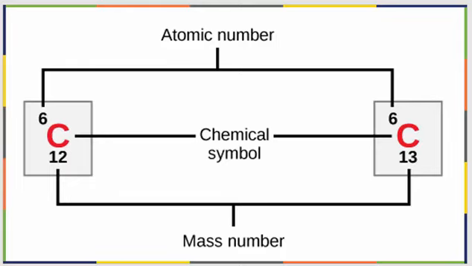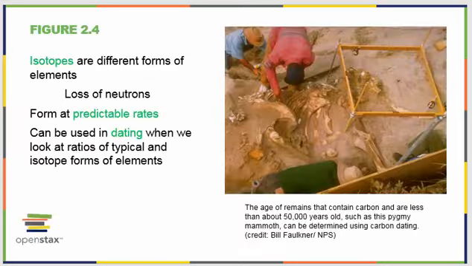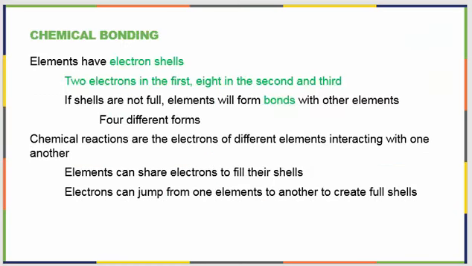That's because elements can fall apart by losing those structural neutrons. When that happens, the elements are known as isotopes of one another. Isotopes form at very predictable rates, and we can use their rate of creation to date biological samples that are centuries old. Chemistry has a practical use. Who knew?